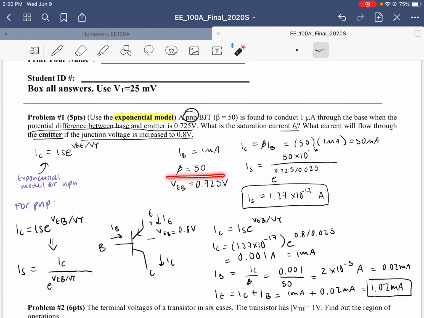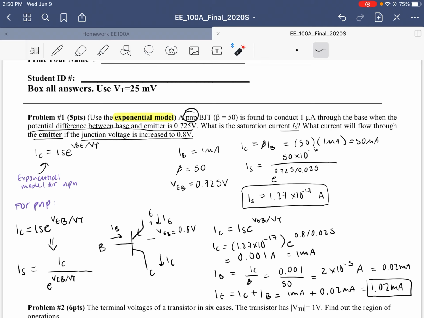We're also given beta, and we're given VEB. So this equation uses IC, and from the BJT identities, we also know that IC is equal to beta times IB. So we can just plug in those values. Beta is 50 and IB is 1 microamp, and so we're going to get that IC is equal to 50 microamps. So then we can just plug that into the equation, and we're going to get that the saturation current is 1.27 times 10 to the negative 17 amps.